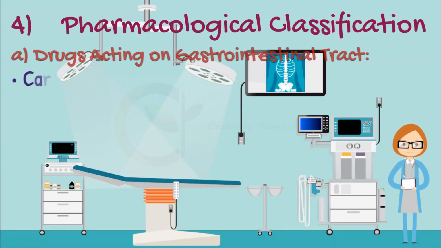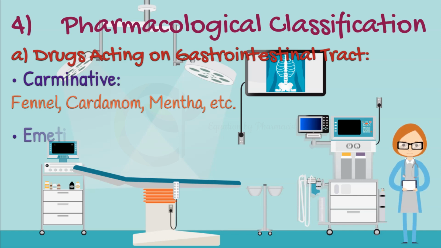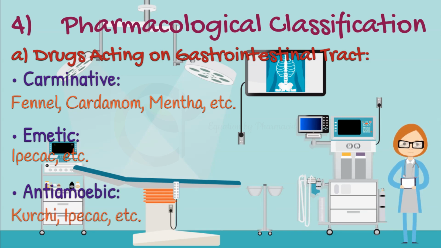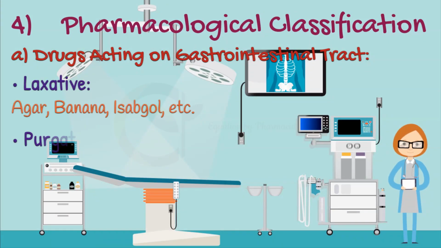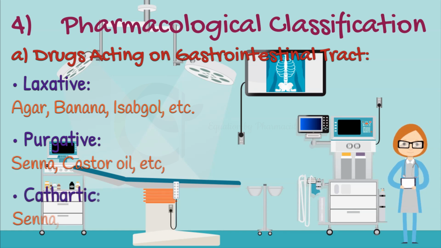First are the drugs acting on gastrointestinal tract. These include carminative. For example, fennel, cardamom, mentha, etc. Emetic. For example, ipecac, etc. Antiemetic. For example, curchi, etc. Laxative. For example, agar, banana, isabgol, etc. Purgative. For example, senna, castor oil, etc. Cathartic. For example, senna, etc.